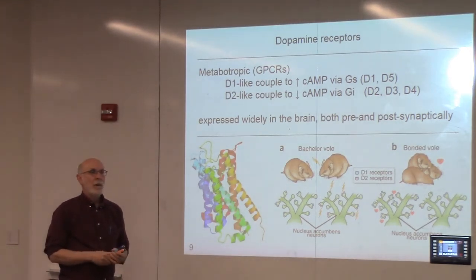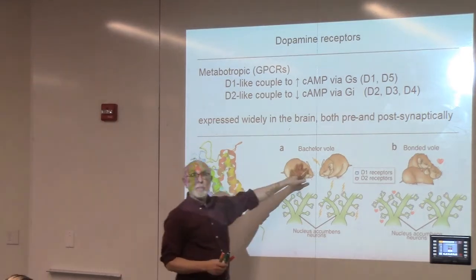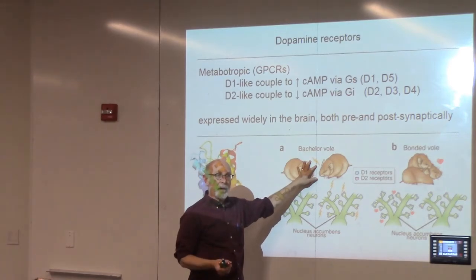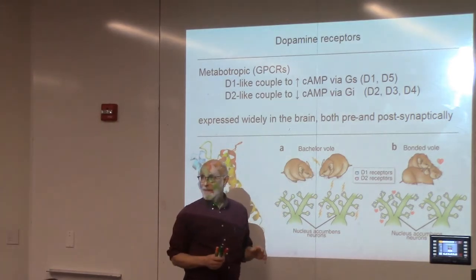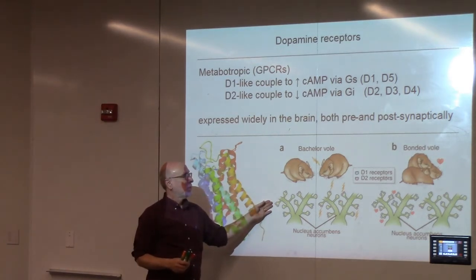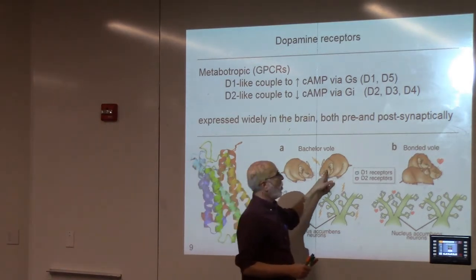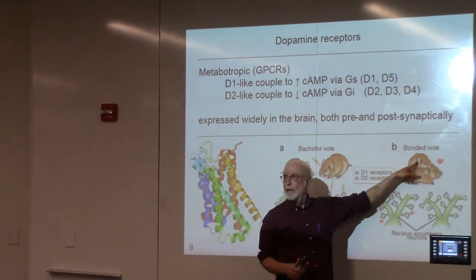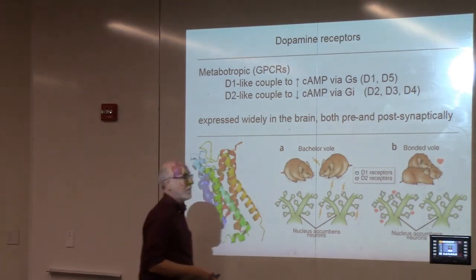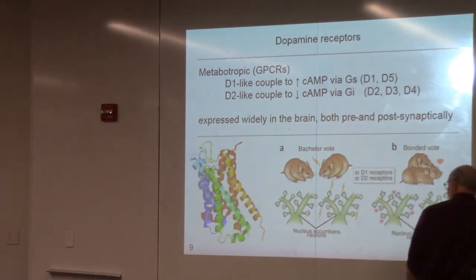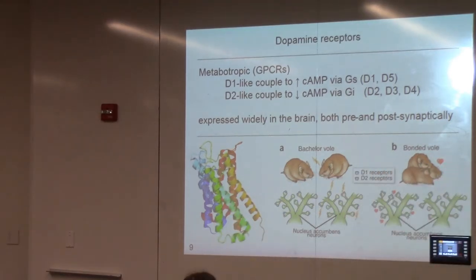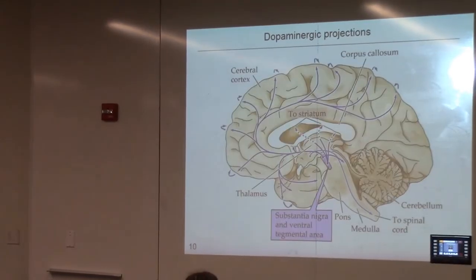So there are some types of voles that mate for life. Some birds mate for life. Human beings, it's a mixed bag. This vole is getting rewarded. Okay. Interesting side information about dopamine receptors.